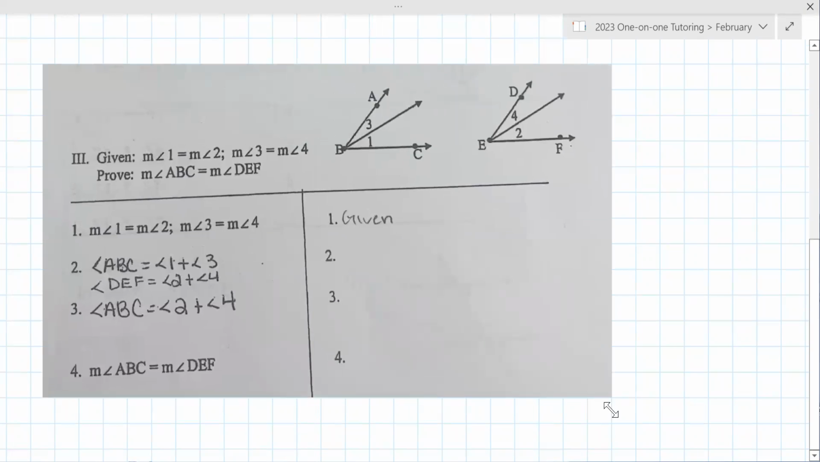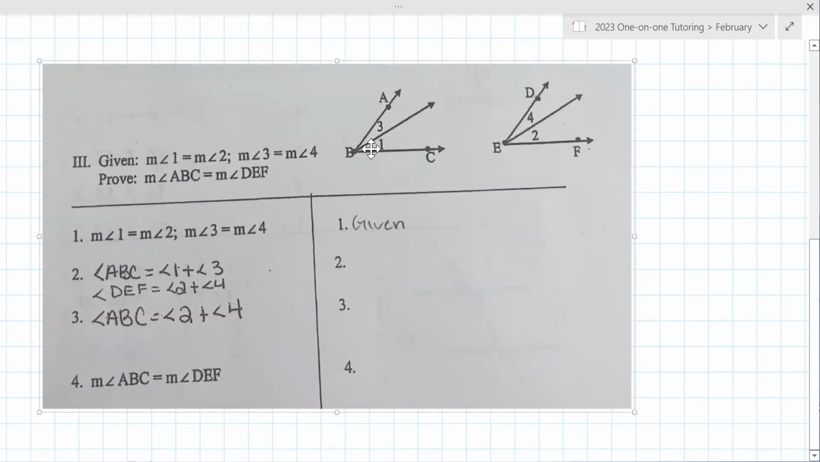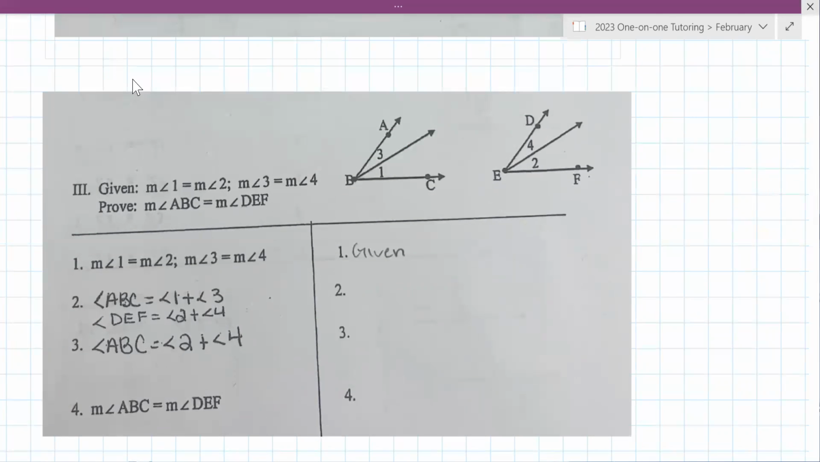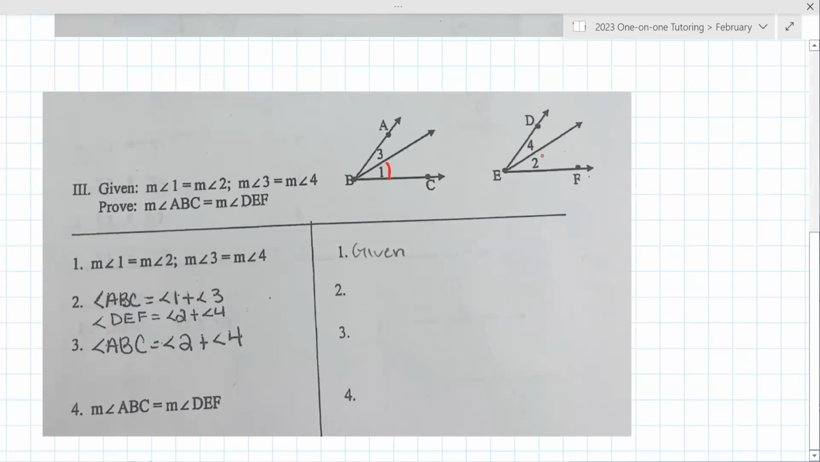Given the measure of angle 1 equals the measure of angle 2. It's good to put that into some sort of symbol. Basically, these are the same. And then it's going a little further. It says that angle 3 equals angle 4, and we want to prove that the measure of the whole angle, A to B to C.